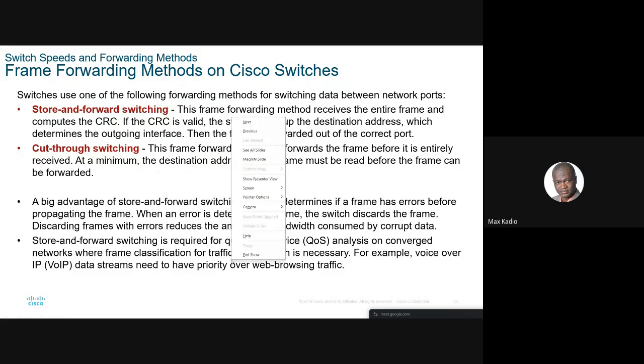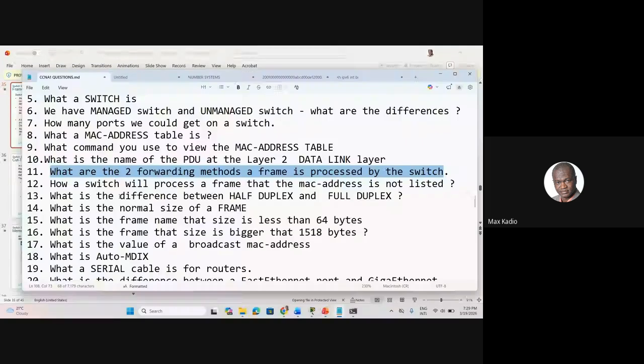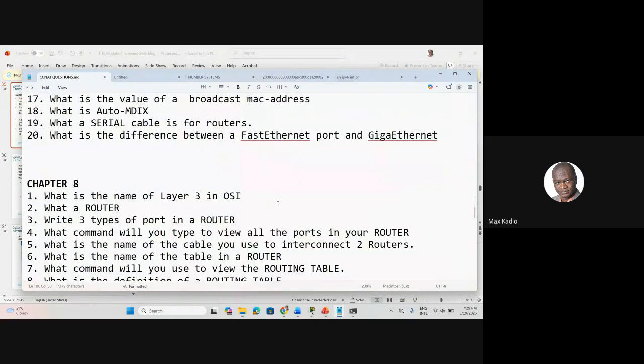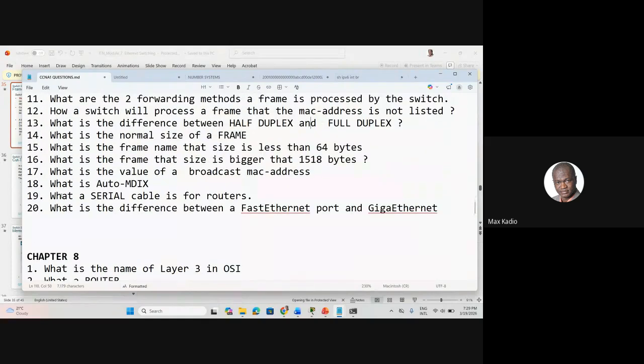So the answer to this question, what are the two forwarding methods? Is store and forward, and we have cut through. Okay, for now, what is a serial cable? A serial cable is to interconnect two routers. This one also you know. So anything else, we'll be doing a bit later.